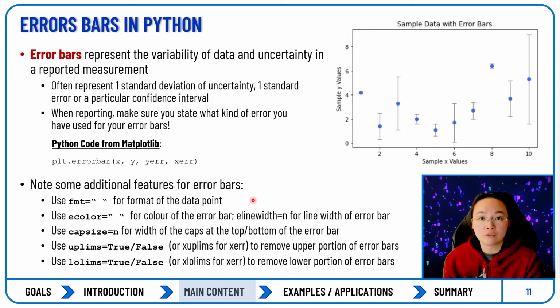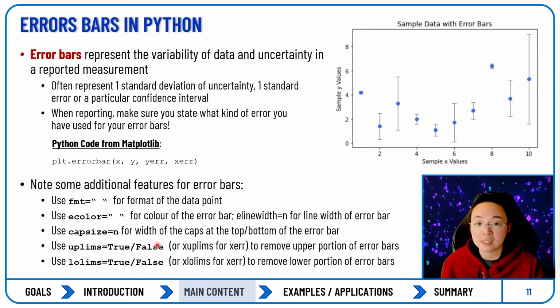So some additional features for error bars to keep in mind. You can use fmt to determine the format of these blue dots. You can use ecolor to represent the color of the bars. You can use capsize to represent the thickness or the width of these horizontal lines, the caps on each side. And you can use uplims or lolims to remove the upper or lower portion of error bars respectively.